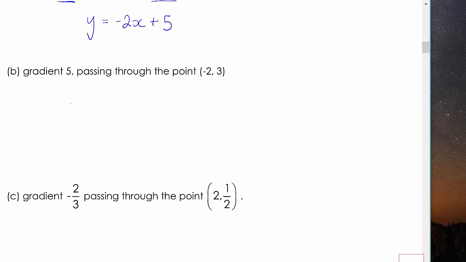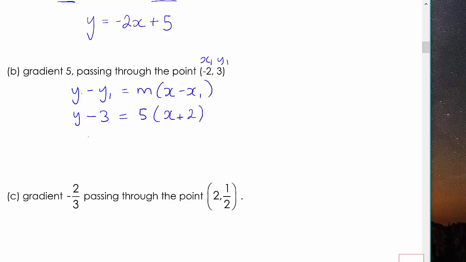We now have a line of gradient 5 passing through this point. Now we can use y take away y1 is m(x minus x1), which is my favourite way of doing this type of question. Now in this, the coordinate is x1 and y1. So we have y take away 3, m is the gradient, so that's 5, x take away negative 2, which will end up being plus 2.